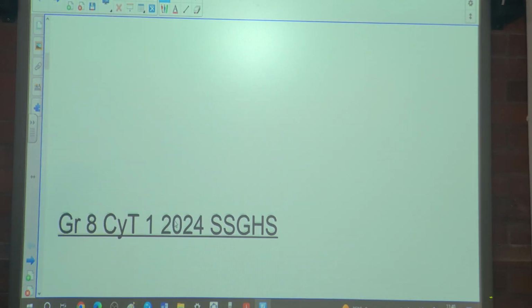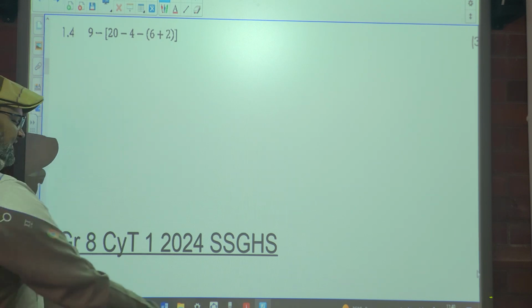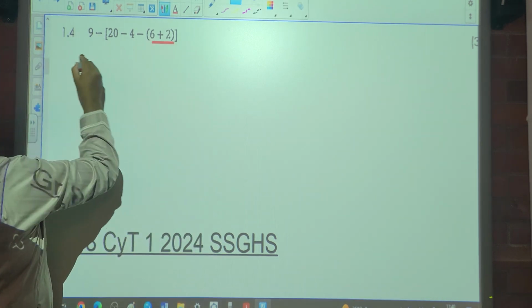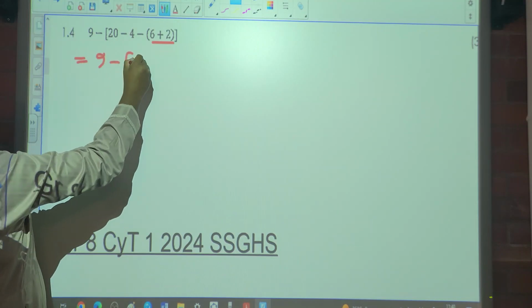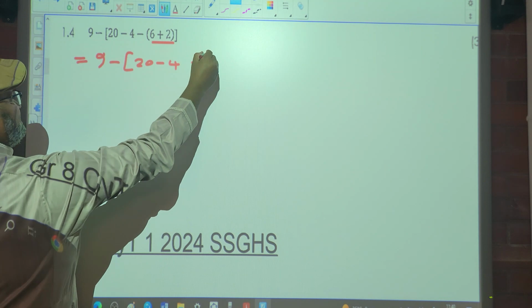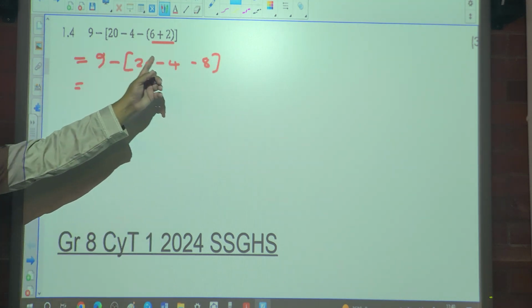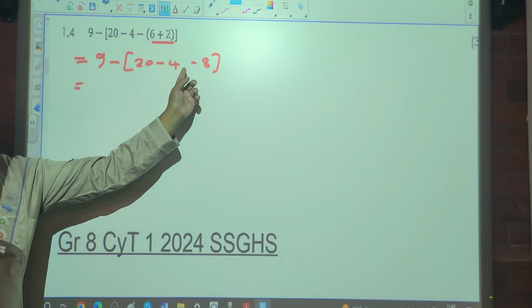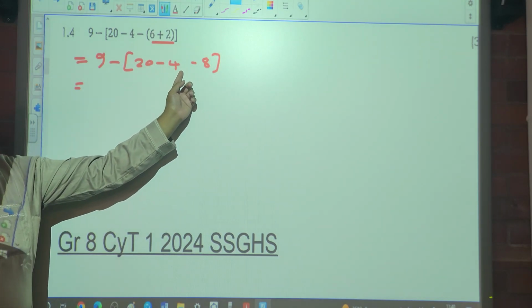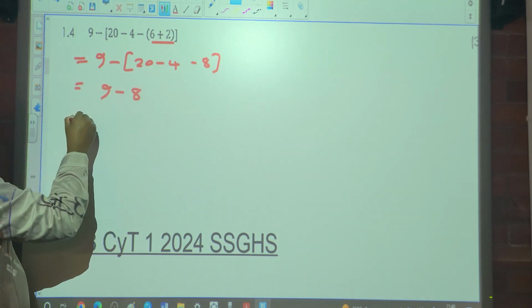Next question, 1.4. And this was for 3 marks. What needs to be done first? The innermost bracket. So it's 9 minus 20 minus 4, what's 6 plus 2? 8. So we're now going to do the brackets again. What's 20 minus 4? 16. 16 minus 8? 8. So it's 9 minus 8, which is 1.